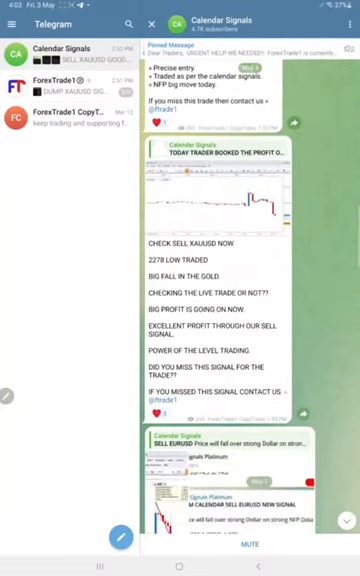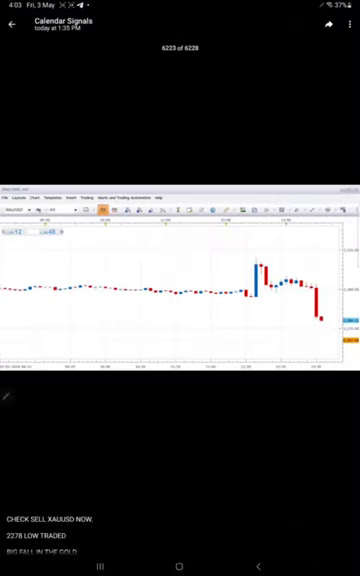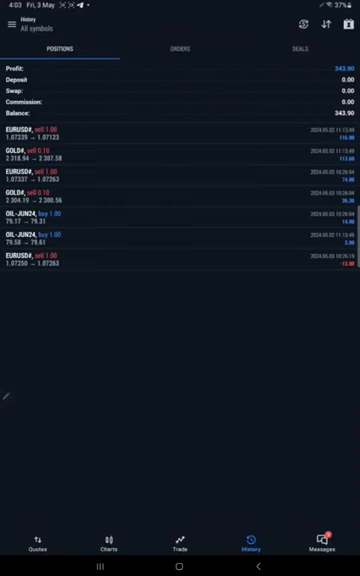And here you see precisely from our level it traded and moved till 2278, 42 points gain. And here is the MT5 terminal where we trade as per our calendar signals level. And today we made $343 profit.